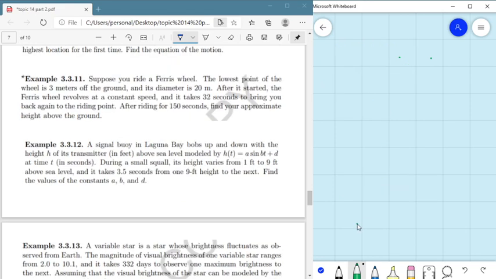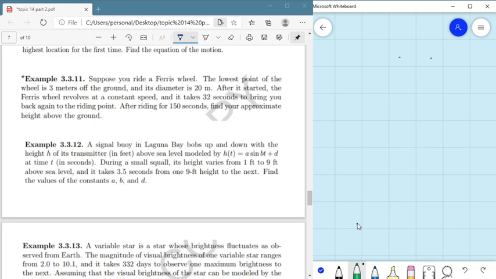Okay, next is example 3.3.11. Suppose you ride a Ferris wheel. The lowest point of the wheel is 3 meters off the ground, and its diameter is 20 meters. After it started, the Ferris wheel revolves at a constant speed, and it takes 32 seconds to bring you back again to the riding point. After riding for 150 seconds, find your approximate height above the ground.